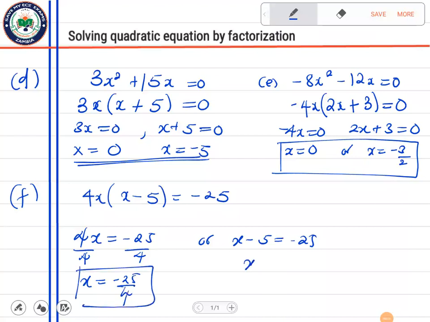Then here you take your negative 25 to be added to negative... so your negative 5 to be added to negative 25, and you get your x to be negative 20.